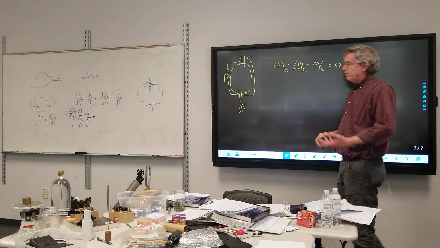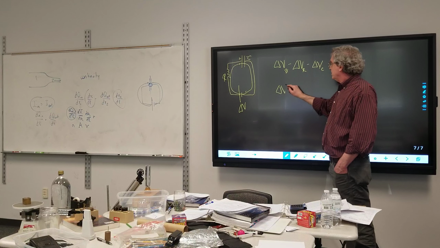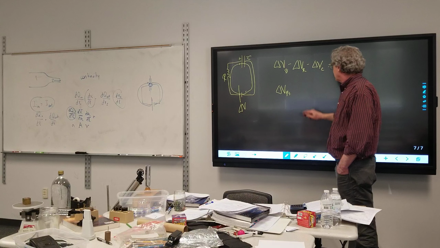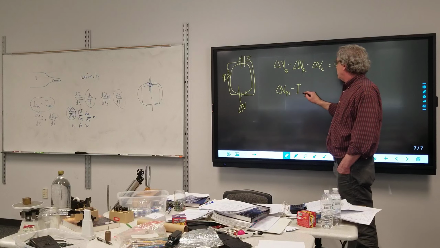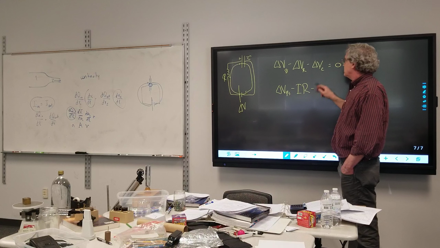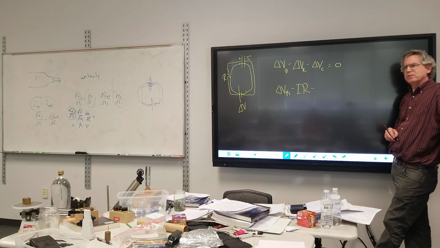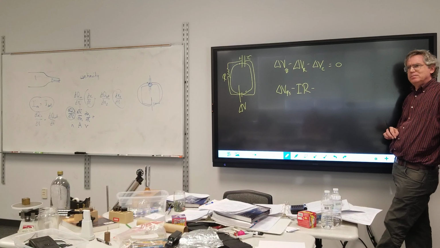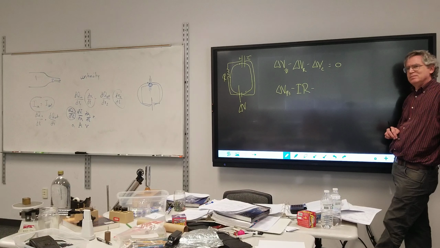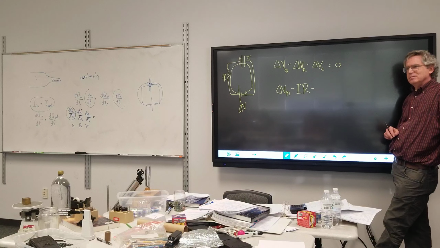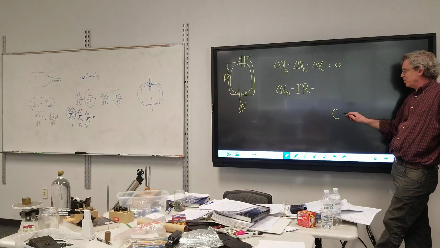Across the resistor, I have a formula. Delta V power supply is equal to minus IR minus, and what's the difference in potential across the capacitor? What is capacitance equal to?